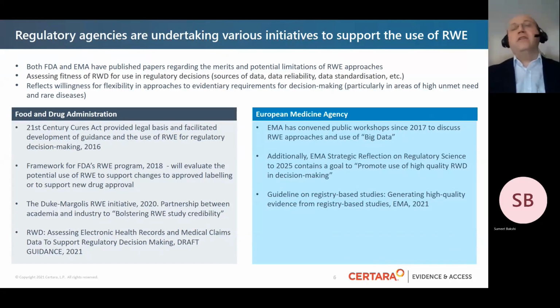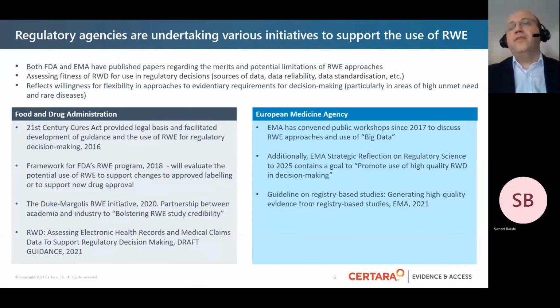This also generated a number of partnerships, especially between academia and industry. For example, the Duke-Margolis real-world evidence initiative on bolstering real-world evidence study credibility. Also, as you know, FDA started producing and drafting various guidances, and the latest one is on real-world data, assessing electronic health records and medical claims data to support regulatory decision-making. Probably some of you already saw this. It is open to public consultation right now.